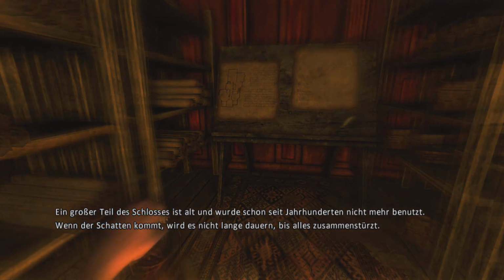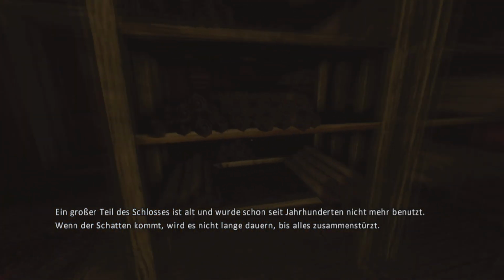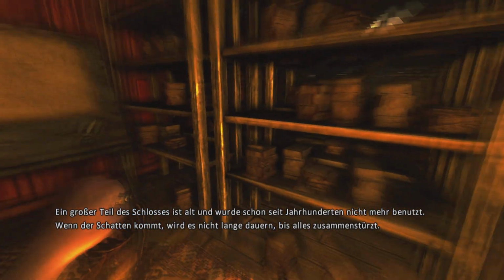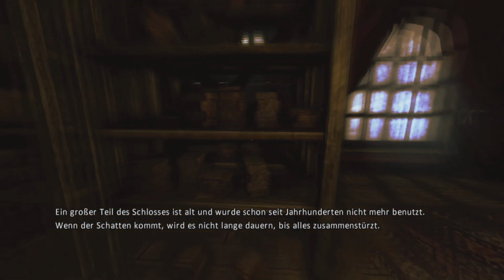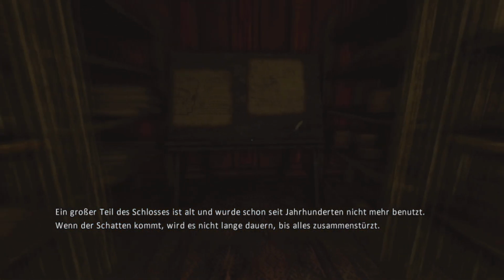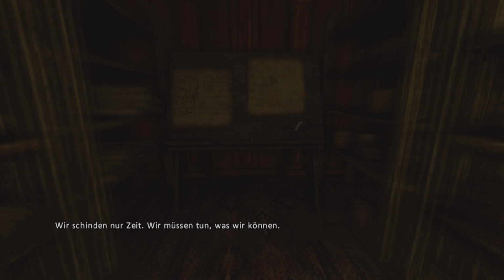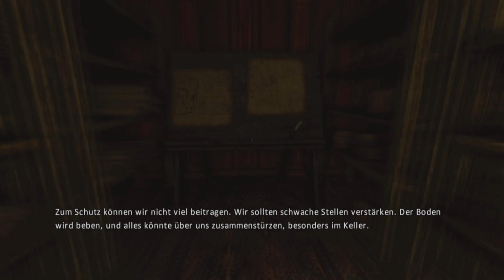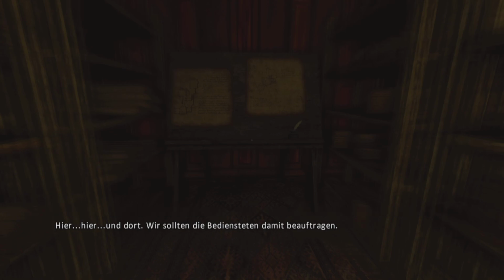Much of the castle is old and hasn't been tended to for centuries. When the shadow arrives, it won't take long until things start falling apart. We're just buying time anyway. Let's do what we can. There isn't much to be done about floors. We should reinforce weak structures. The ground will tremble and there's a risk everything will cave in on us, especially downstairs. Here, and there. Let's get the servants working on it.